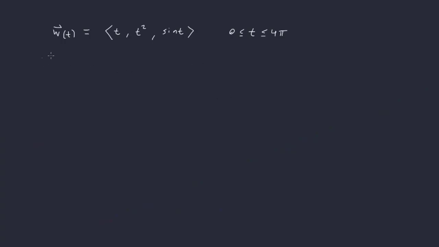Okay, so for example, let's take W here. W of t is t squared, and sine of t. So in the xy plane, this is going to be a parabola because this is x equals t, y equals t squared. When you plug that in here, you get y is equal to x squared. So when we set this up, since we're only going from 0 to 4 pi, we're going to get the parabola t comma t squared.